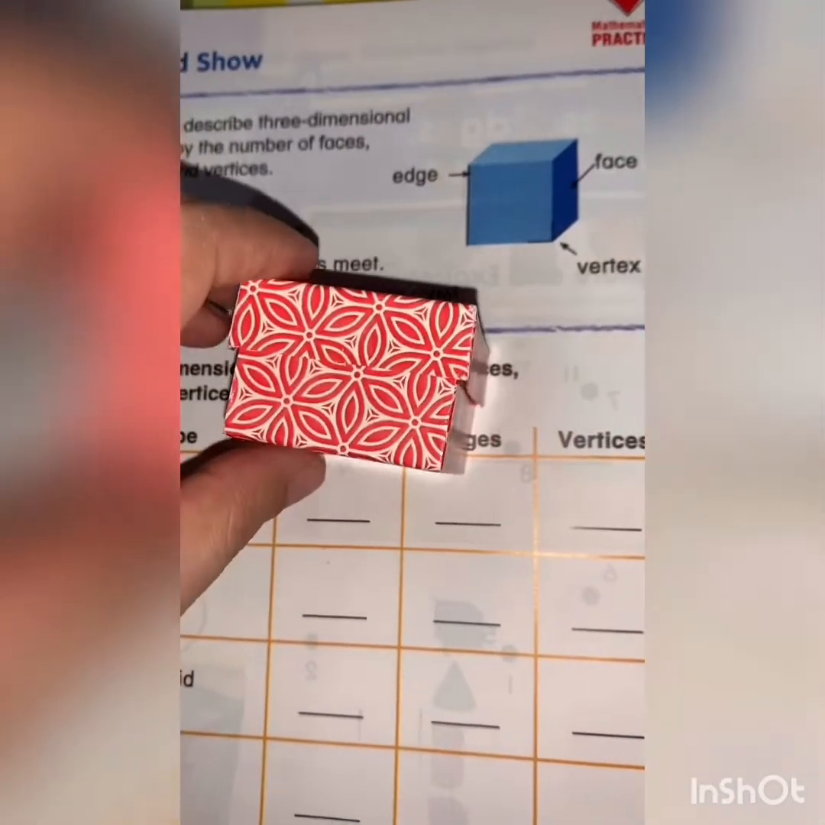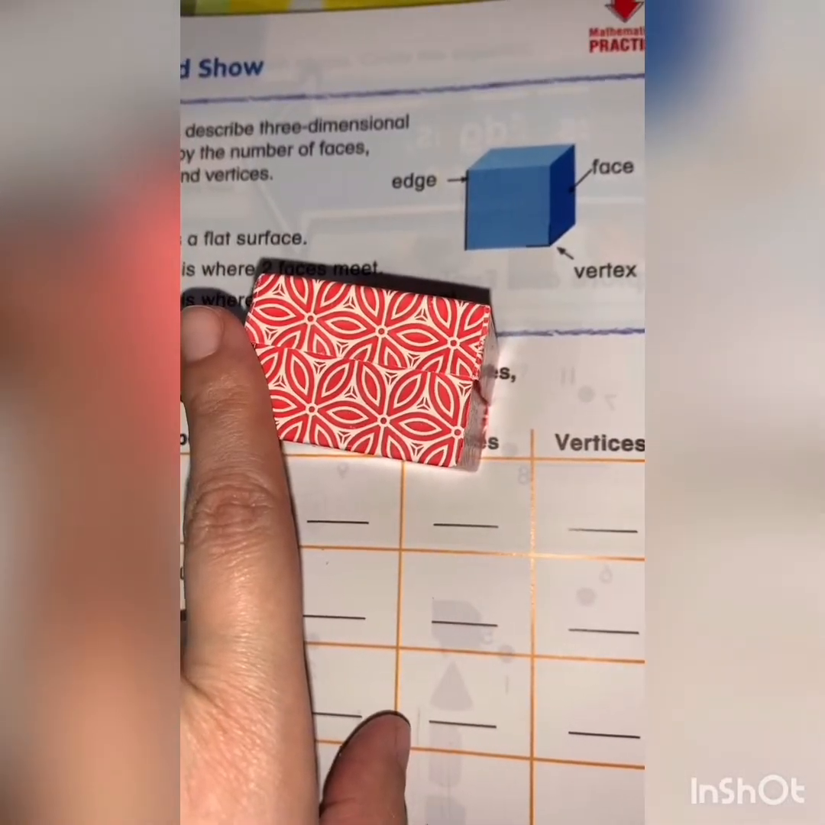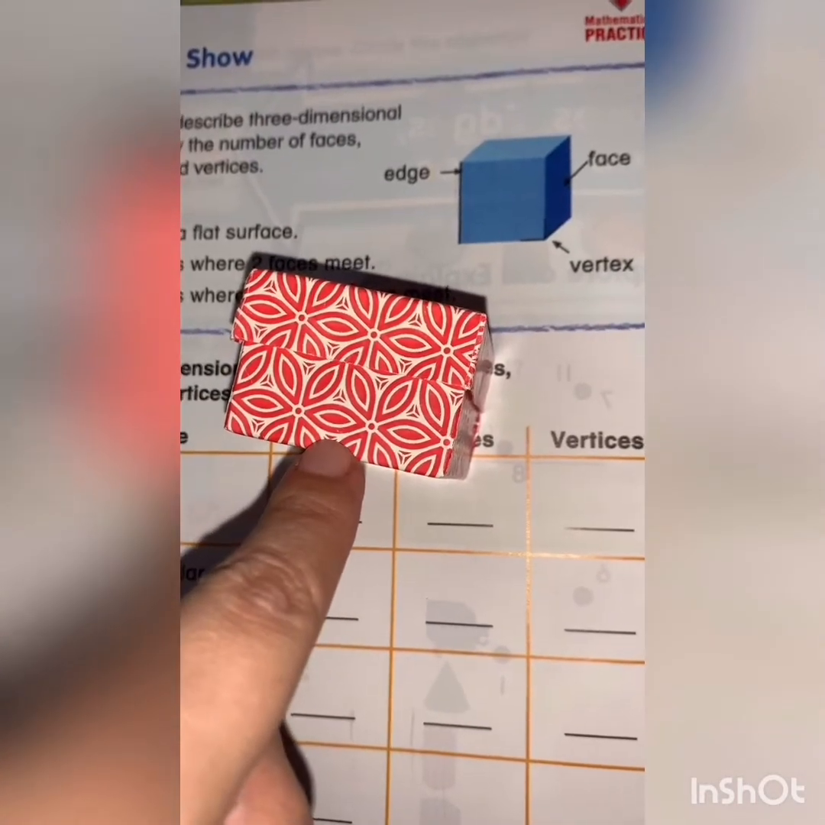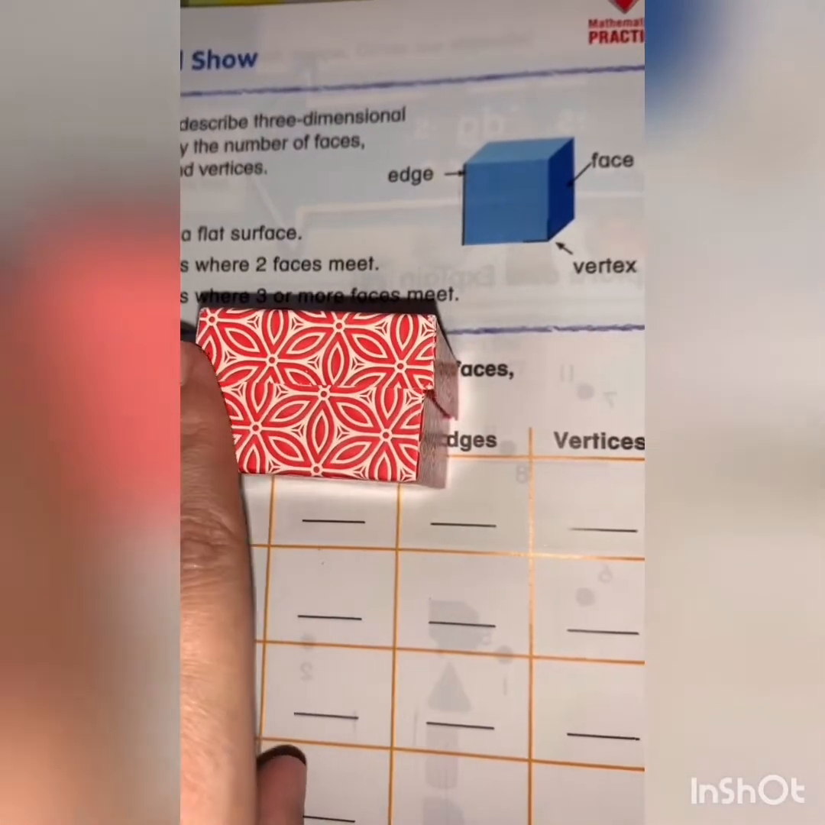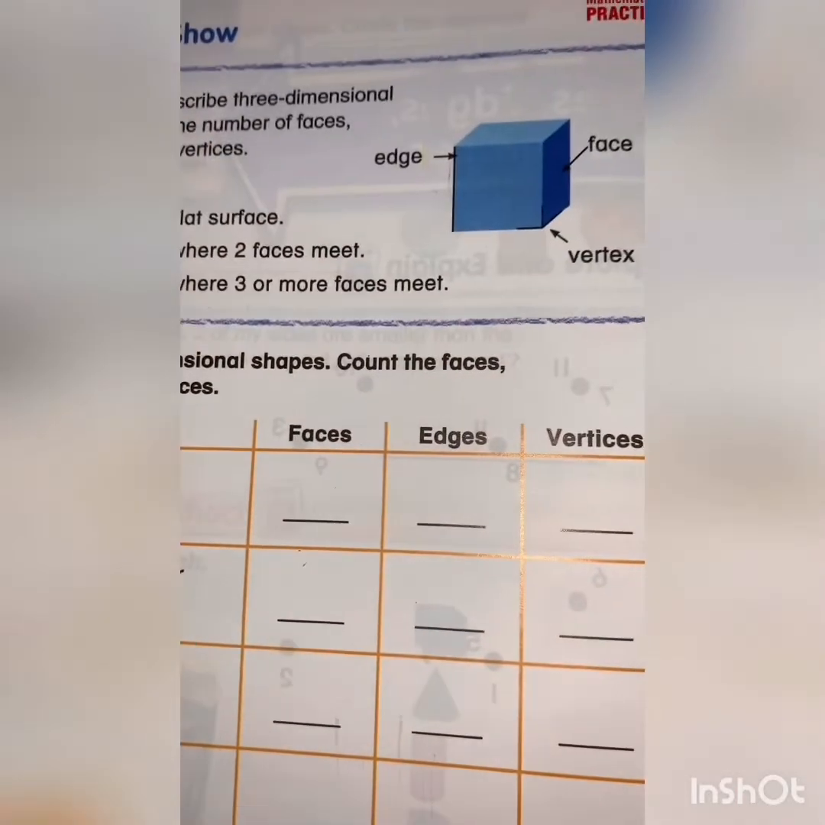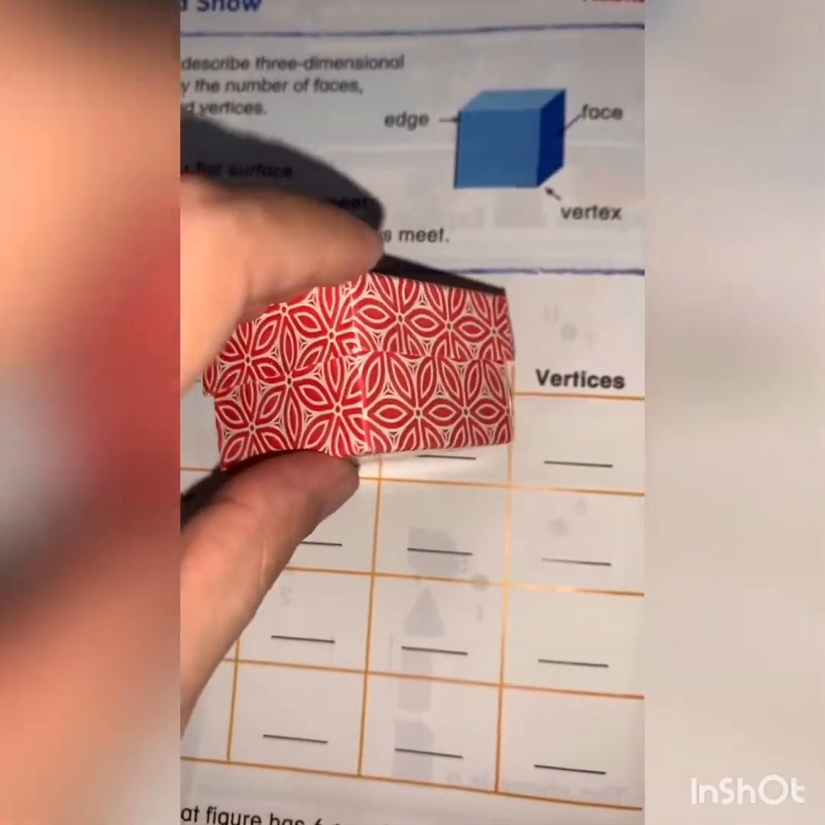Okay. 5, 6, 7, 8. Okay. 9, 10, 11, 12. All of these I can call them edges. Vertices is we said when 3 or more faces meet. 3 or more faces meet for vertex. So here we have, can you see this line here? Can you see this?